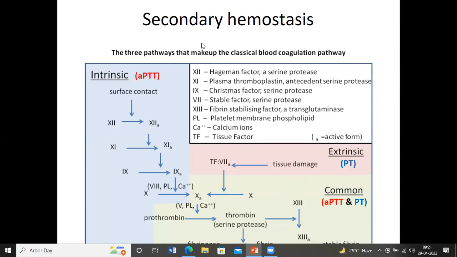So to check for the problems in secondary hemostasis, we look for aPTT test and PT test. The aPTT can be elevated whenever there is problem in the intrinsic coagulation factors, and when there is problem in the extrinsic pathway, the PT is going to be raised. And if you look at the common pathway, both aPTT and PT are going to be raised. And so this helps us in the approach towards a bleeding infant.